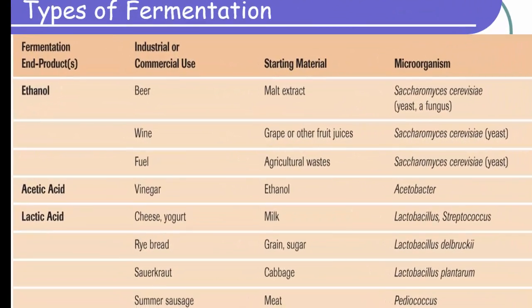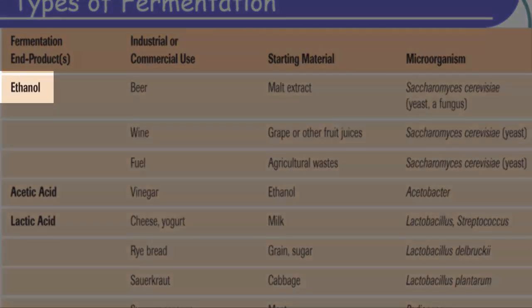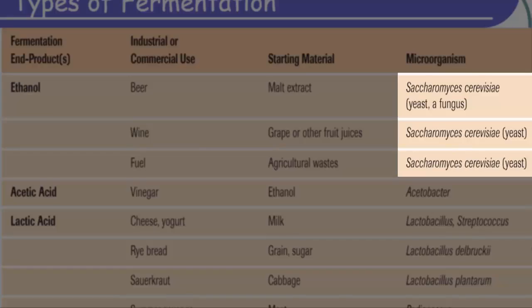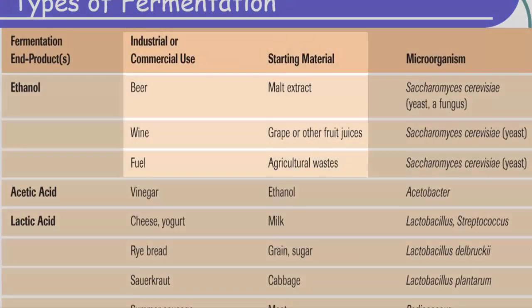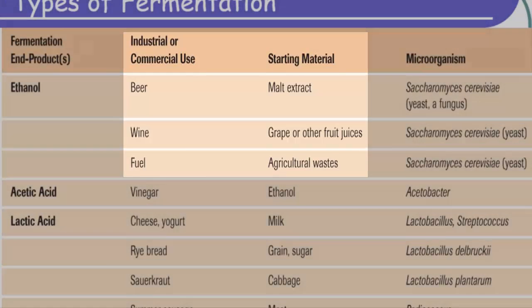Here are some industrial uses for different types of fermentation. So, if we want ethanol as our end product, we start with Saccharomyces, which is a yeast. And we can use different starting material. If we want to make wine, we're going to start with grape or other fruit juices. If we want beer, we start with malt extract. And if we want ethanol fuel, we can start with a variety of agricultural waste products, such as corn or grasses.